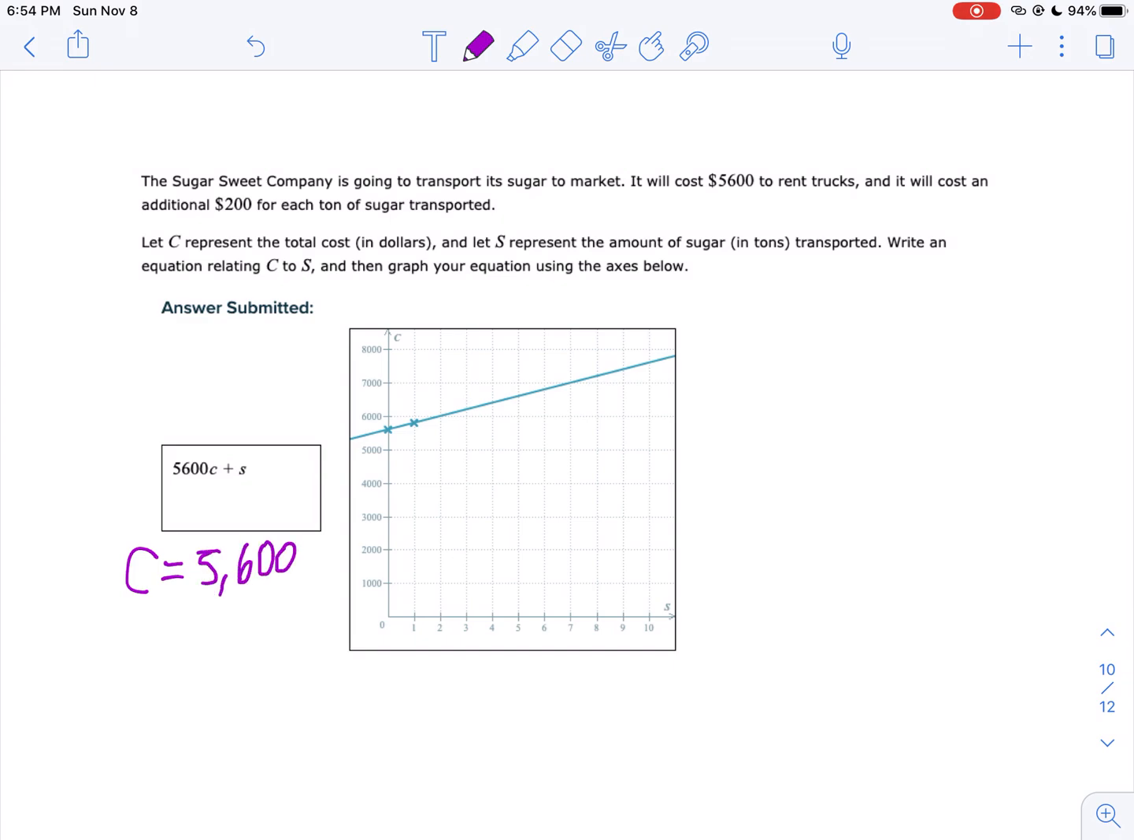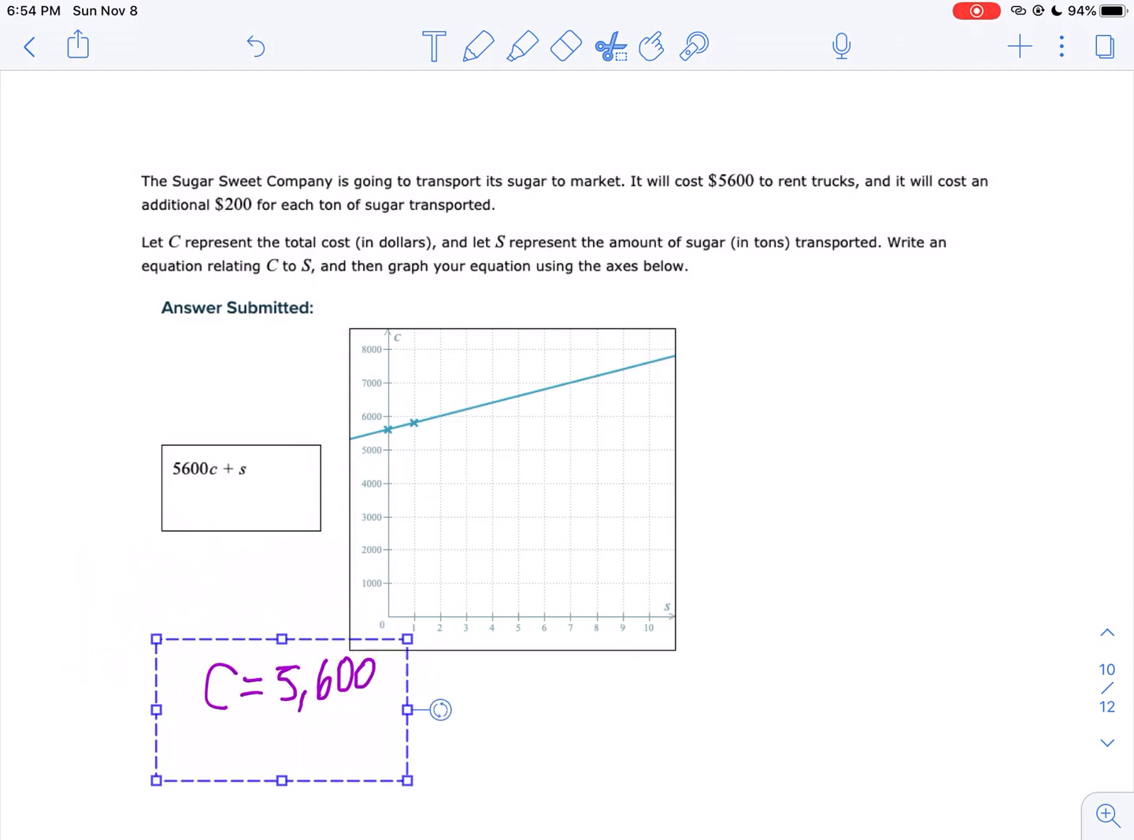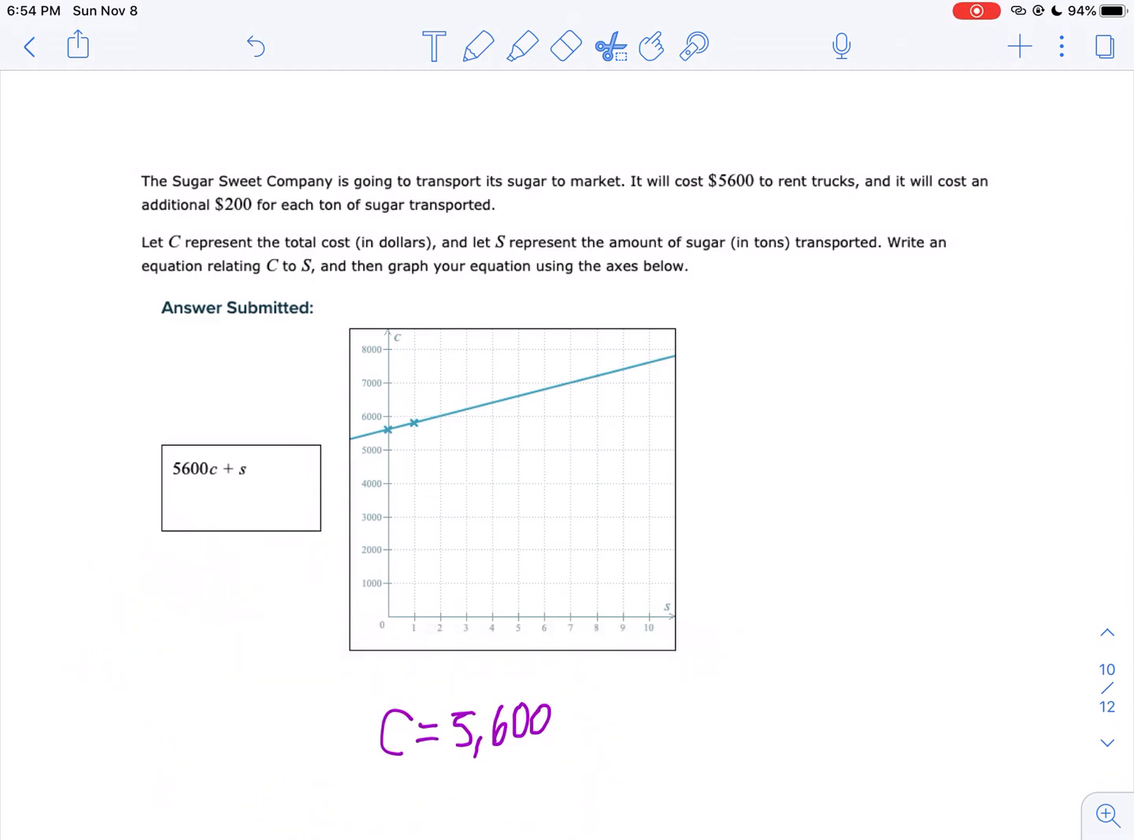Not 5,600 times, and I didn't leave myself enough room here, so I'm going to move this down here. So you're paying $5,600, plus you're paying an additional $200 per ton, and they want to use S. And I know you know that because you said the y-intercept is 5,600, and when you add a ton, you get 5,800, and that's the correct graph. So just kind of frustrated on this one that you didn't write the equation correct, because you didn't write an equation.